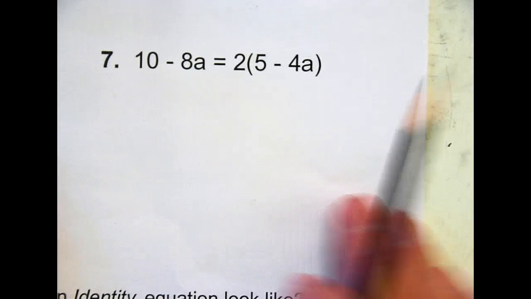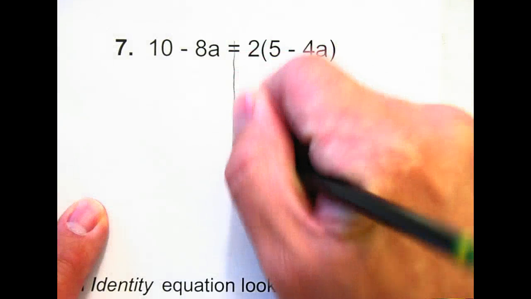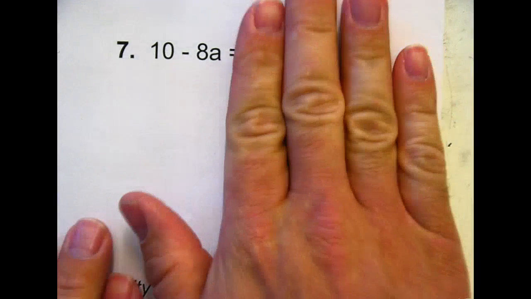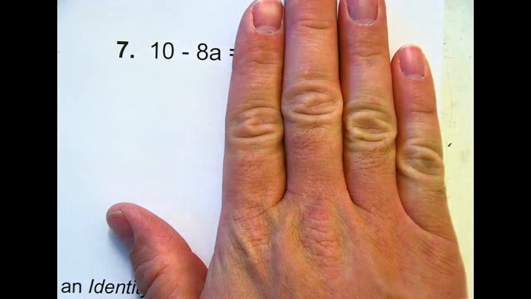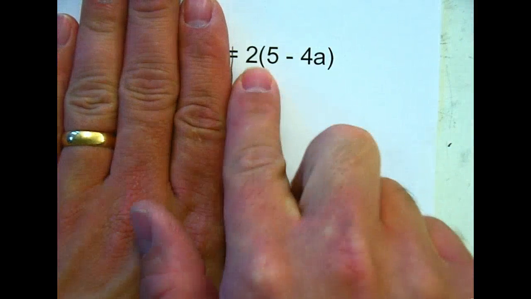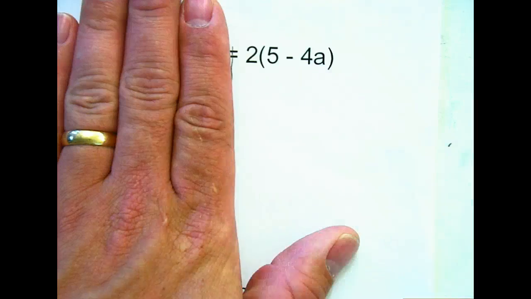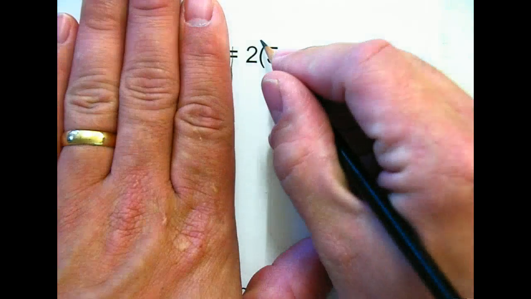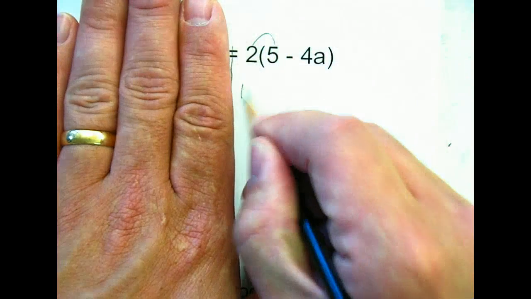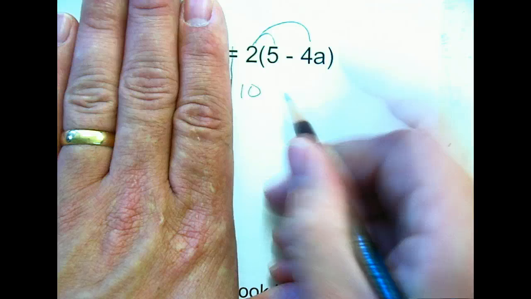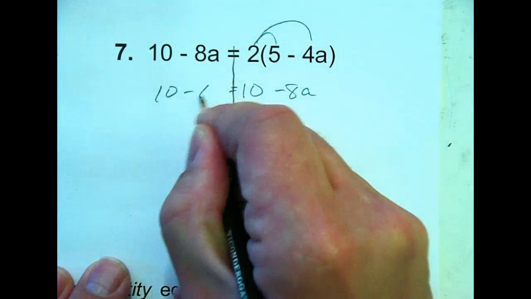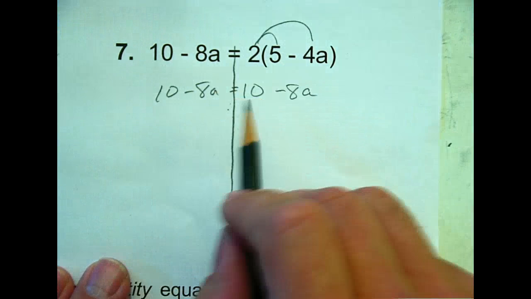Once you start, go ahead and simplify this one there. Okay, can I put 10 and 8 together? Nope. Can I put those two? Okay, can I put those things together? Yes. What do I do? Distribute. So I have 2 5s, which is 10, and I have 2 negative 4 A's, which is negative 8A. So I have 10 minus 8A equals 10 minus 8A. Is that true?